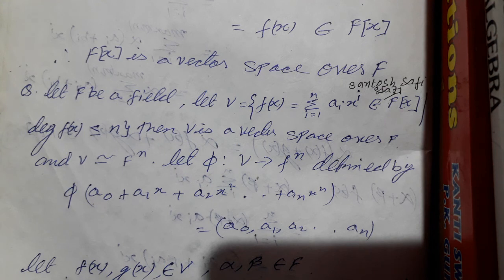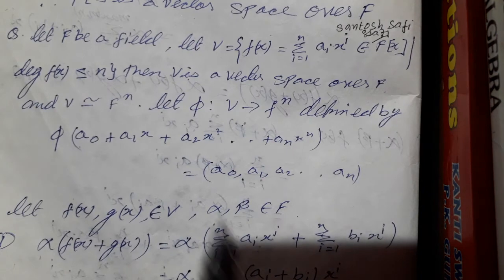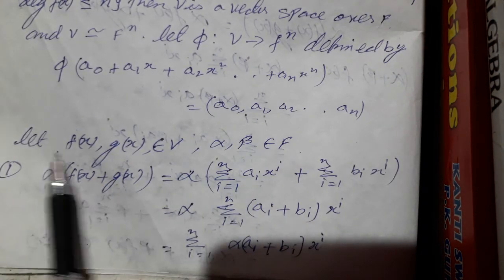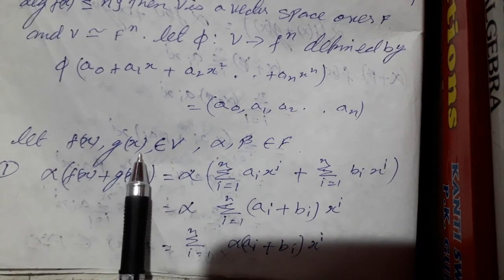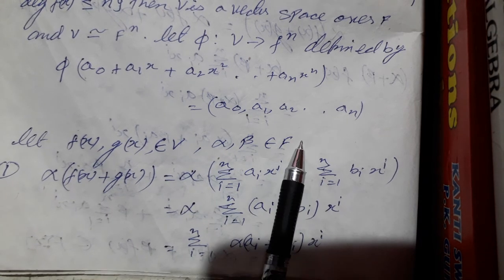Students, you try by yourself to show that (V, +) is an abelian group under addition. Here I'm just proving the fourth condition of a vector space. You try to prove by yourself that (V, +) is an abelian group under addition. So here I'm taking two functions, f(x) and g(x) belonging to V, and alpha, beta belonging to the field.